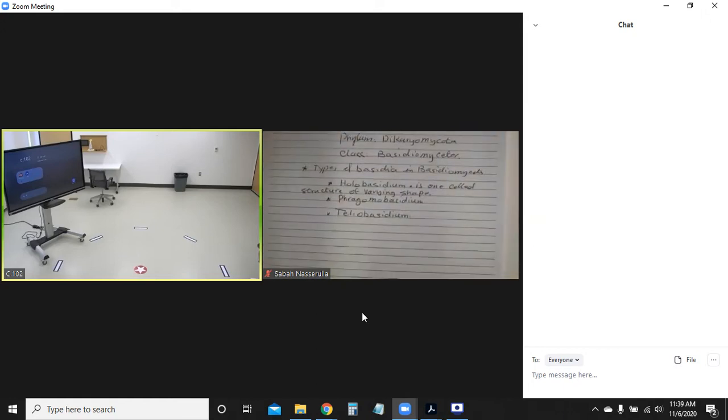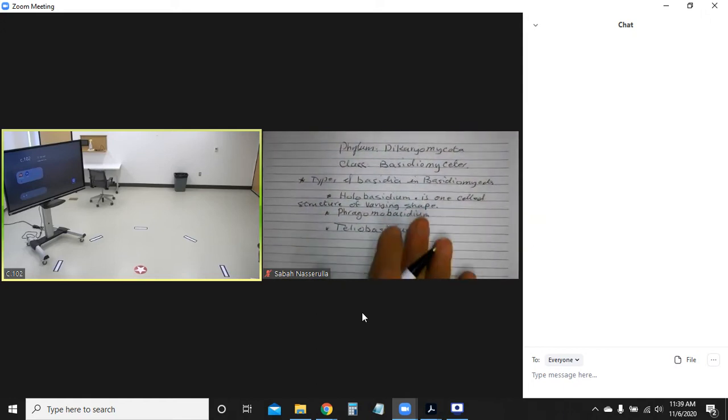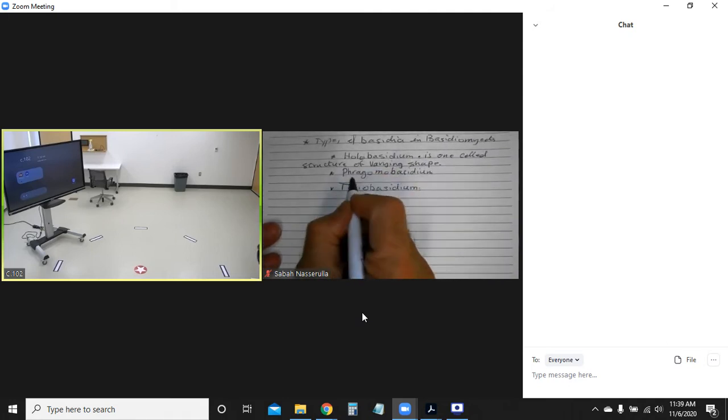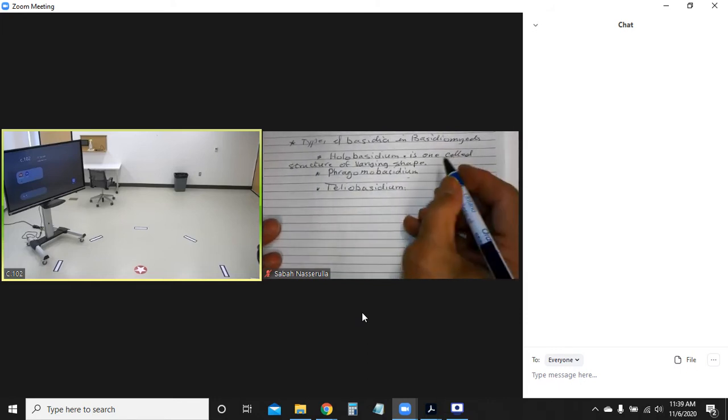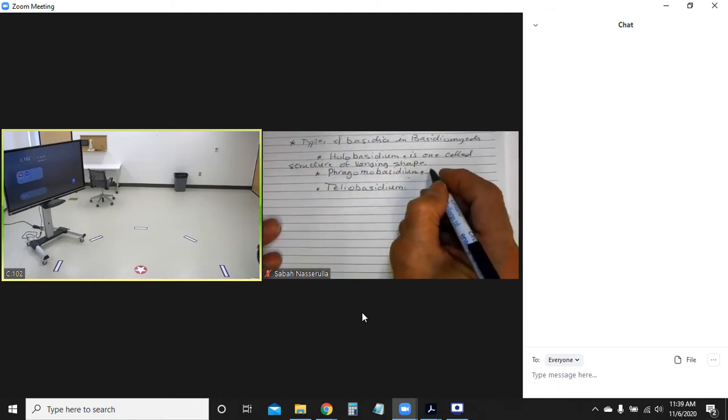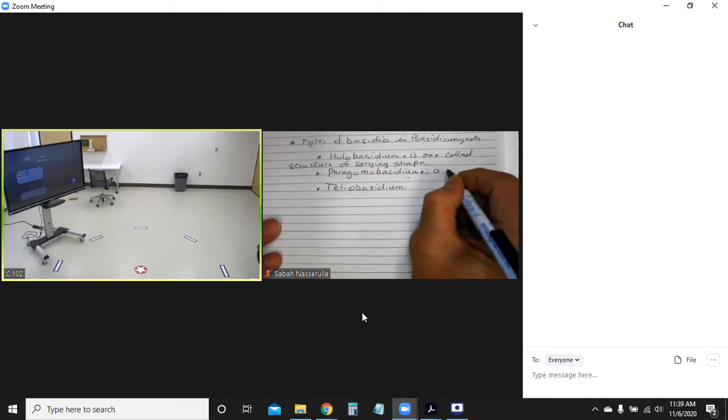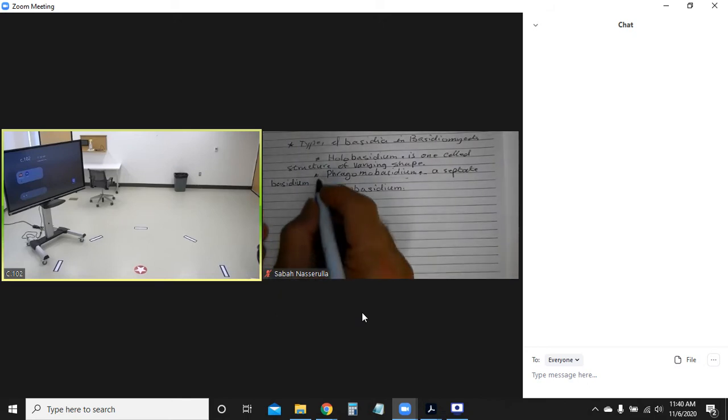Then the other one. And then, of course, we have the second one, which is the phragmobasidium, which is simply a septate basidium.